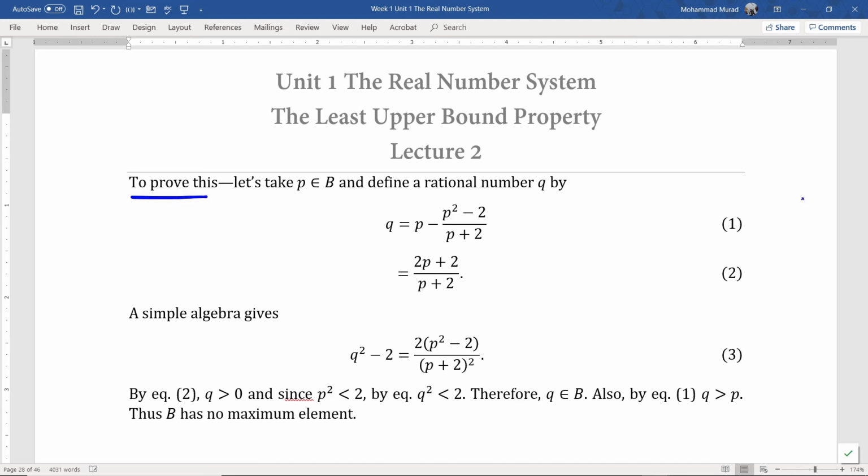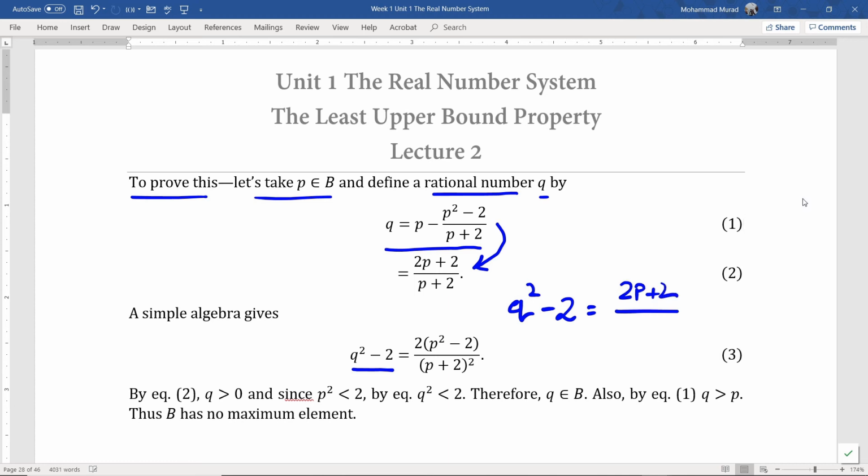To prove this, let's take an element p in B and define another rational number q by this formula: q equals p minus (p squared minus 2) over (p plus 2). If we do the algebra on the right hand side, it takes the form (2p plus 2) over (p plus 2). A simple algebra gives that q squared minus 2 equals 2 times (p squared minus 2) all over (p plus 2) all squared. You just need to square q and subtract 2 from it. So it will give us (2p plus 2) over (p plus 2), all squared, minus 2, and this will give us this expression.